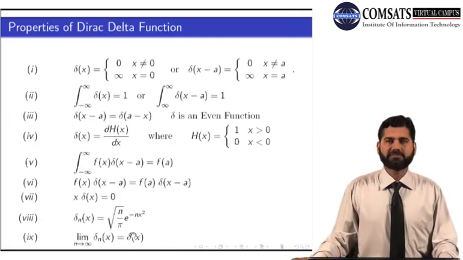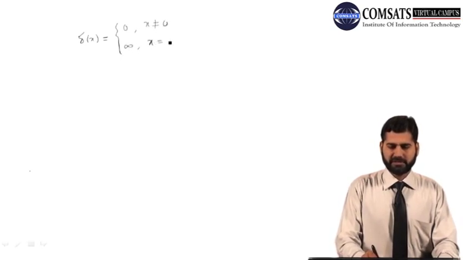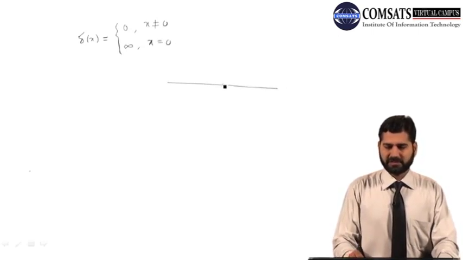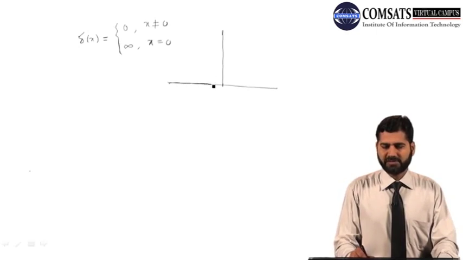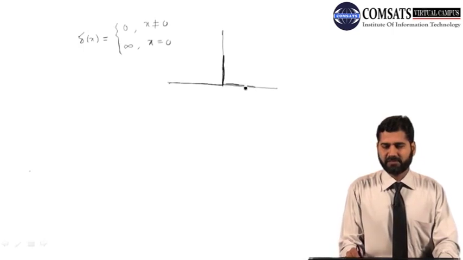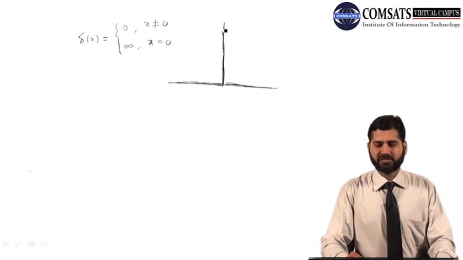So these are basically properties of the Dirac delta function. Let me again explain it a little bit. It is 0 if x is not equal to 0. It's infinity if x is equal to 0. So basically this is this kind of function. All right. This goes to infinity here. So it's 0 everywhere. All of a sudden it goes to infinity, right? And then it's again 0. So it goes to infinity at x equal to 0 over there.